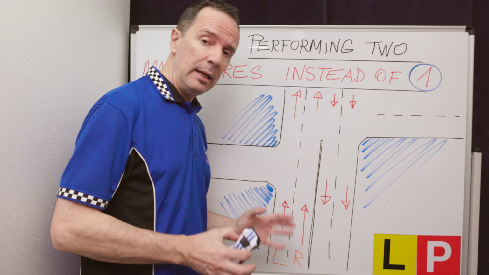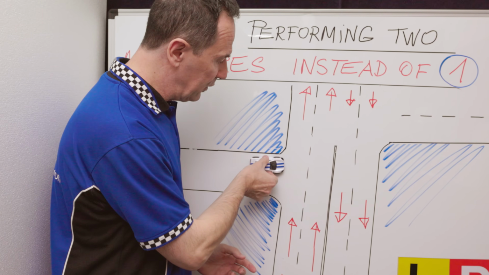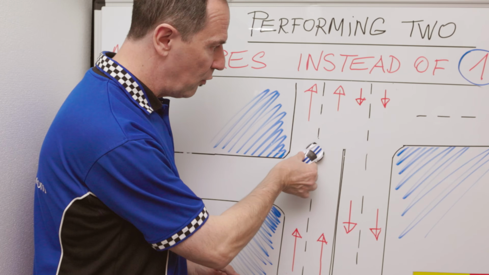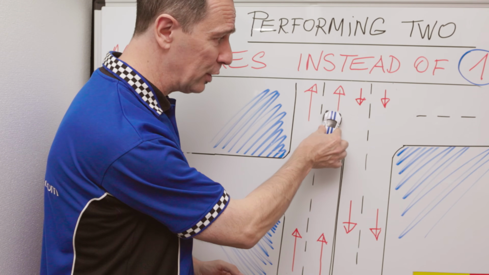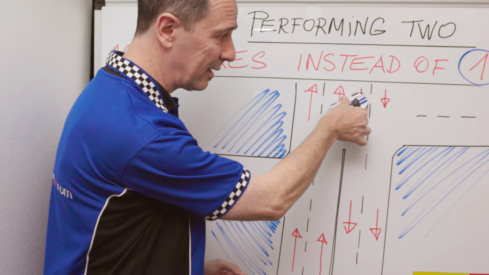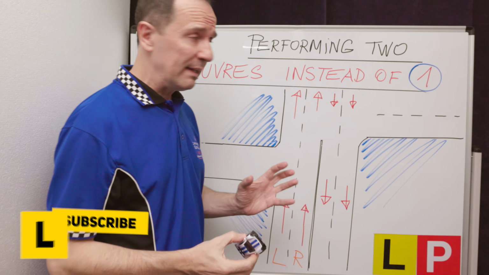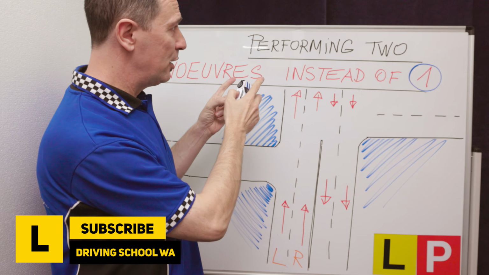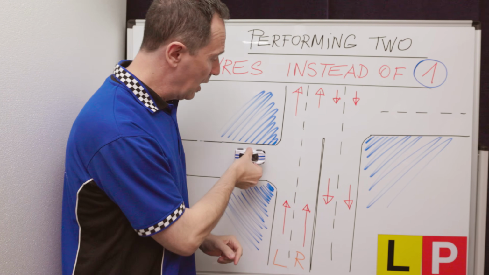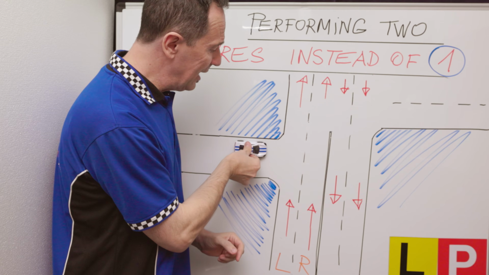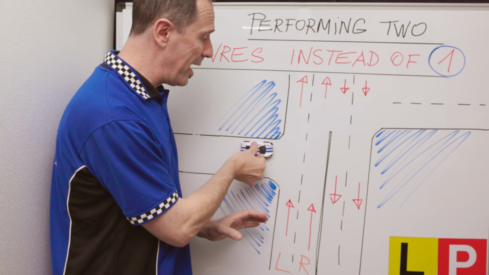So if it's a clear intersection, once you've committed to turning, go straight across to the right lane with your left indicator and then indicate right once you got to this position and then turn, okay? So once again, when would they mark you for performing 2 maneuvers instead of 1 is when the assessor asks you to turn left and then immediately right.